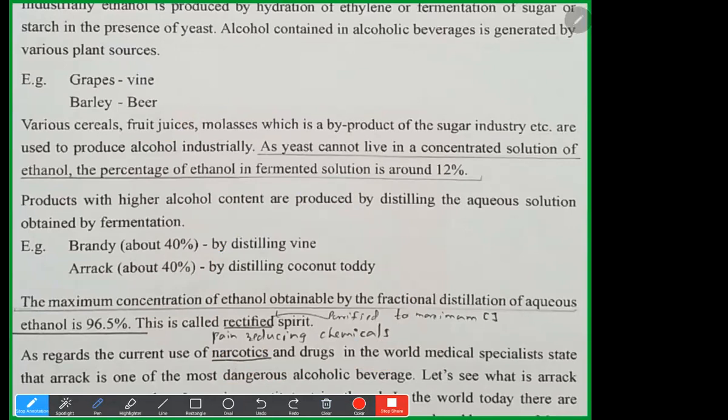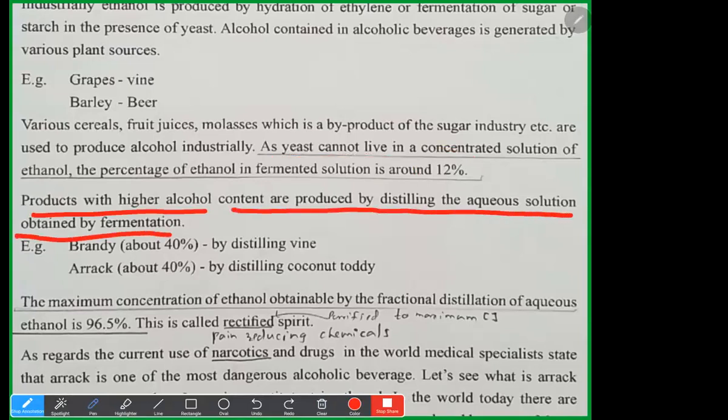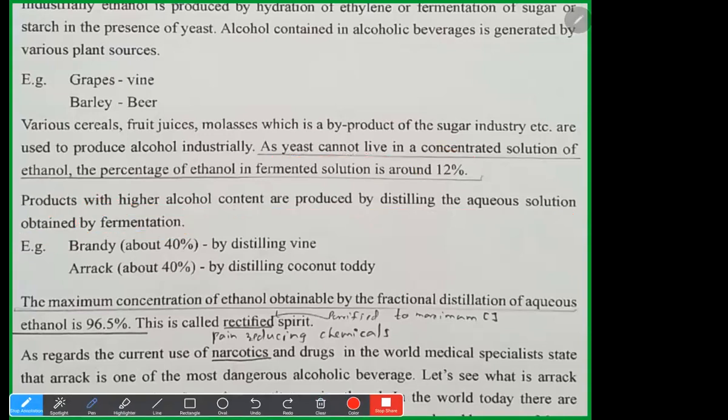Okay, just listen. As yeast cannot live in a concentrated solution of ethanol, the percentage of ethanol in the fermented solution is around 12%. So the maximum ethanol percentage that you can naturally obtain by yeast is 12%, because yeast cannot live in more concentrated ethanol. Products with higher alcohol content are produced by distilling the aqueous solution obtained by fermentation. By fractional distillation, we can get higher percentages.